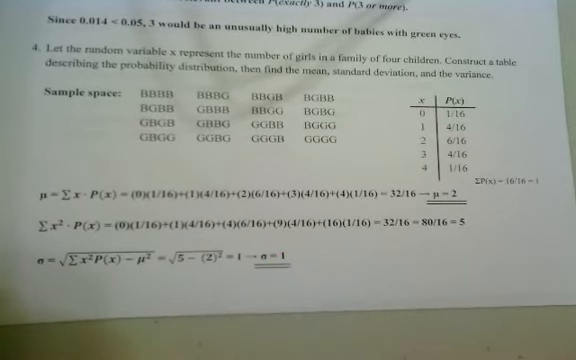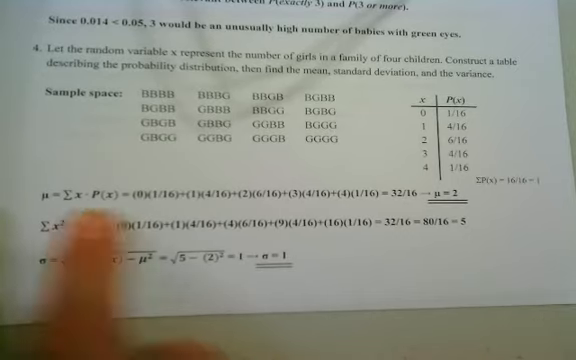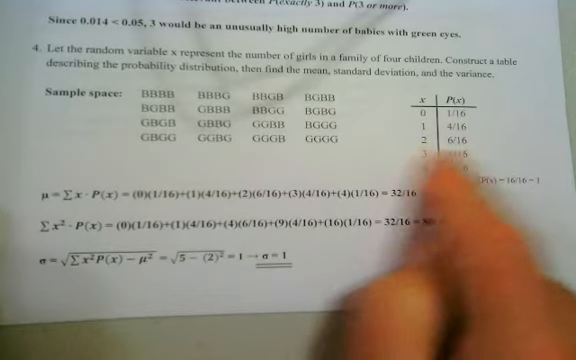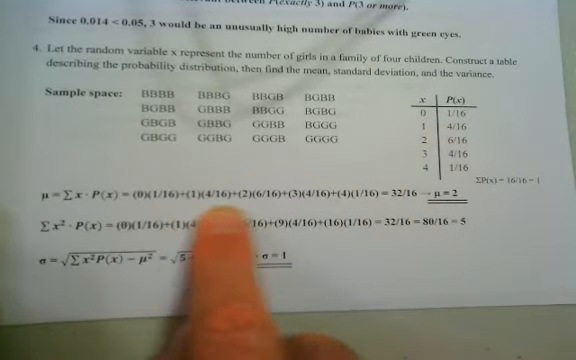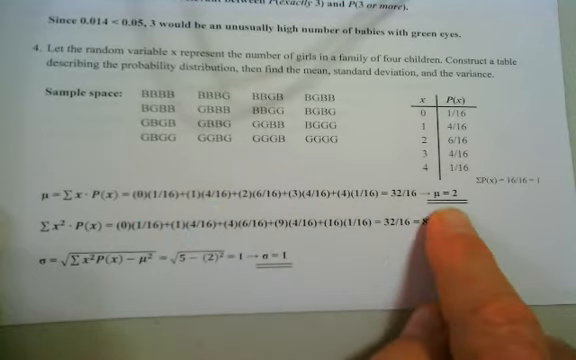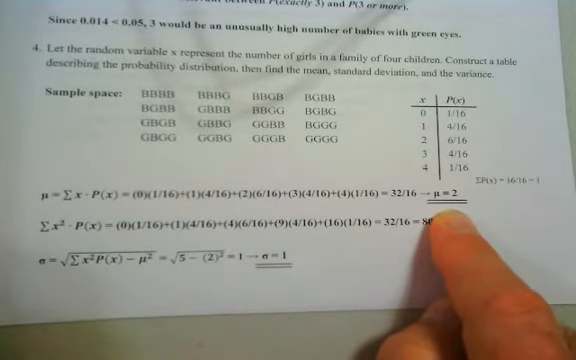And of course the variance is just the standard deviation squared. So, first off, each one of these multiplied together and then all of them added up. So I just left it in fraction form. It turns out you get 32 over 16, which is 2. So the mean of this is 2. And actually, if you think about it, you have 4 children. You have an equally likely chance of having a boy or a girl. So on average, you would have 2 boys and 2 girls.